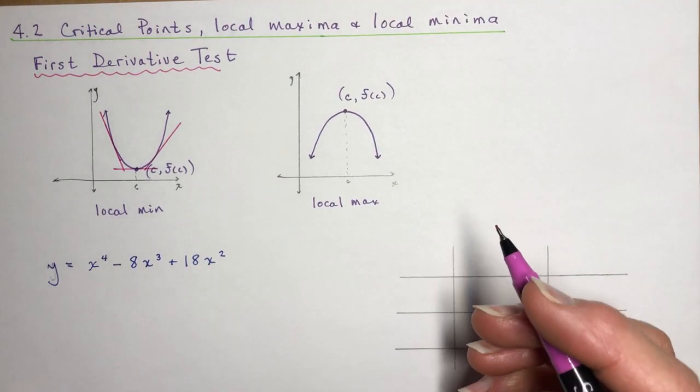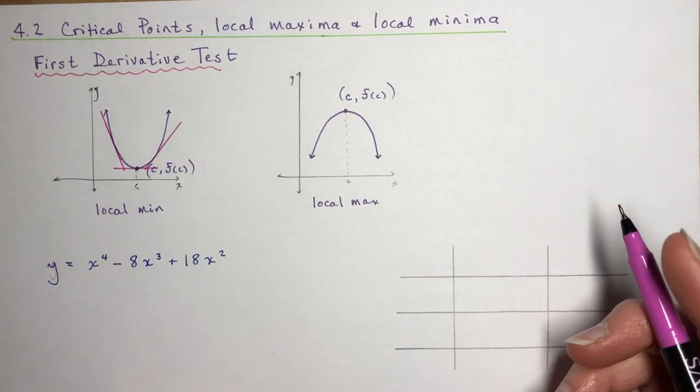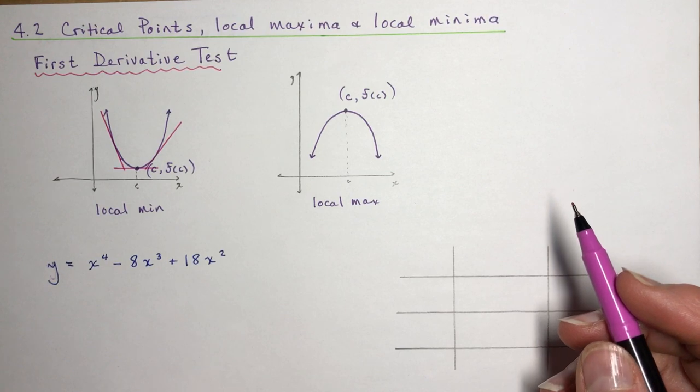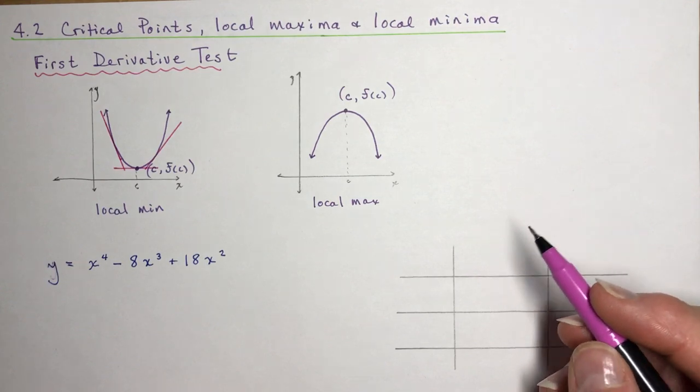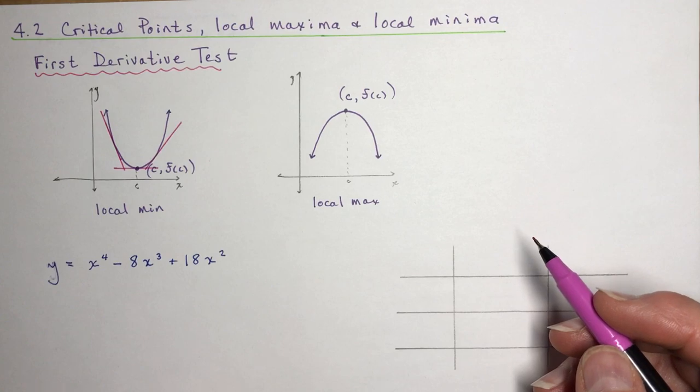4.2, critical points and local maxima and local minima. And we're going to talk once again about the first derivative test with more examples, and some of those tricky questions that, again, are the ones that ask you to find letters A, B, C, and D. And I'm going to show you two different methods of using a first derivative test.